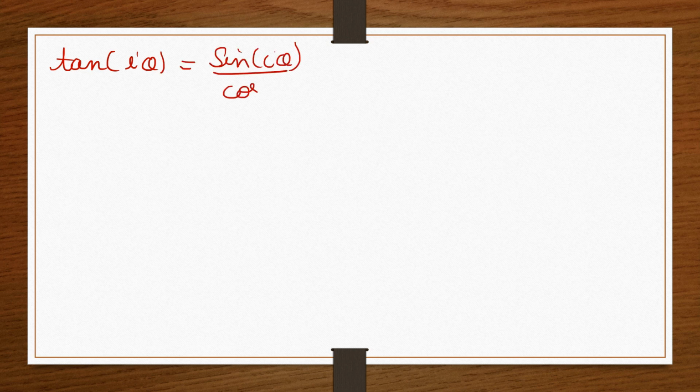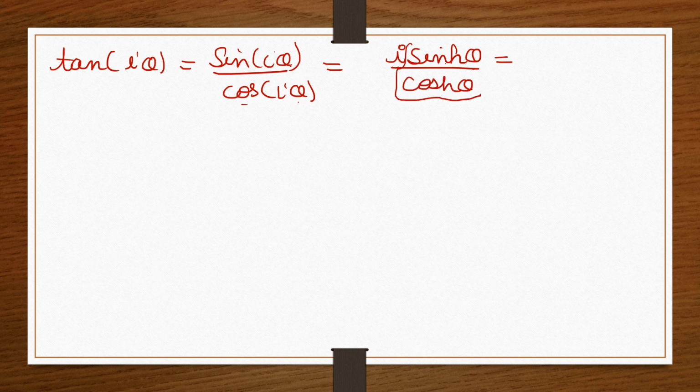Now what will be the value of tan iota theta? This will be equals to sine iota theta over cos iota theta. So what is the value of sine iota theta? We have already done this thing. Iota sine hyperbolic theta, right? And cos iota theta is cos hyperbolic theta. So this is iota tan hyperbolic theta. So tan iota theta is equals to this.